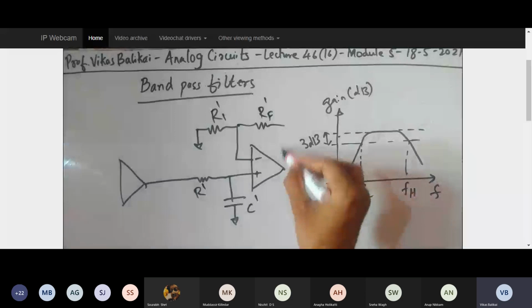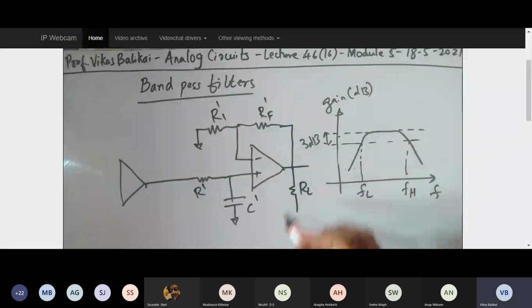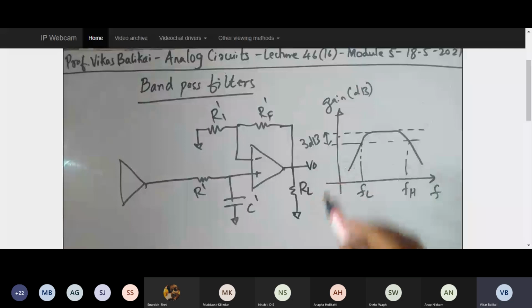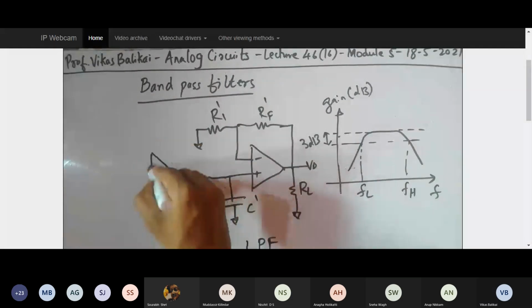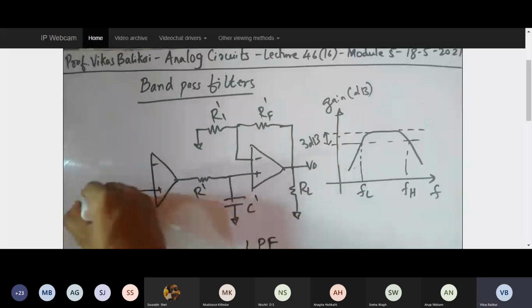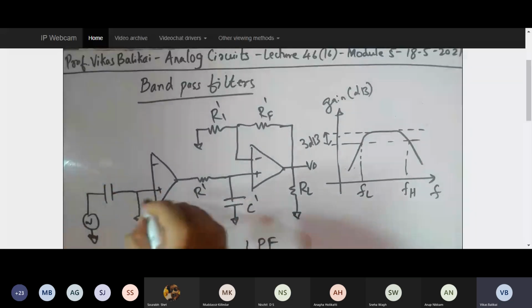so that indicates they are the parameters of your low pass section. So this is my output. So this is my low pass section or low pass filter. So this side will be my high pass filter. So it is just the combination of both low pass and high pass, that's all, nothing else.